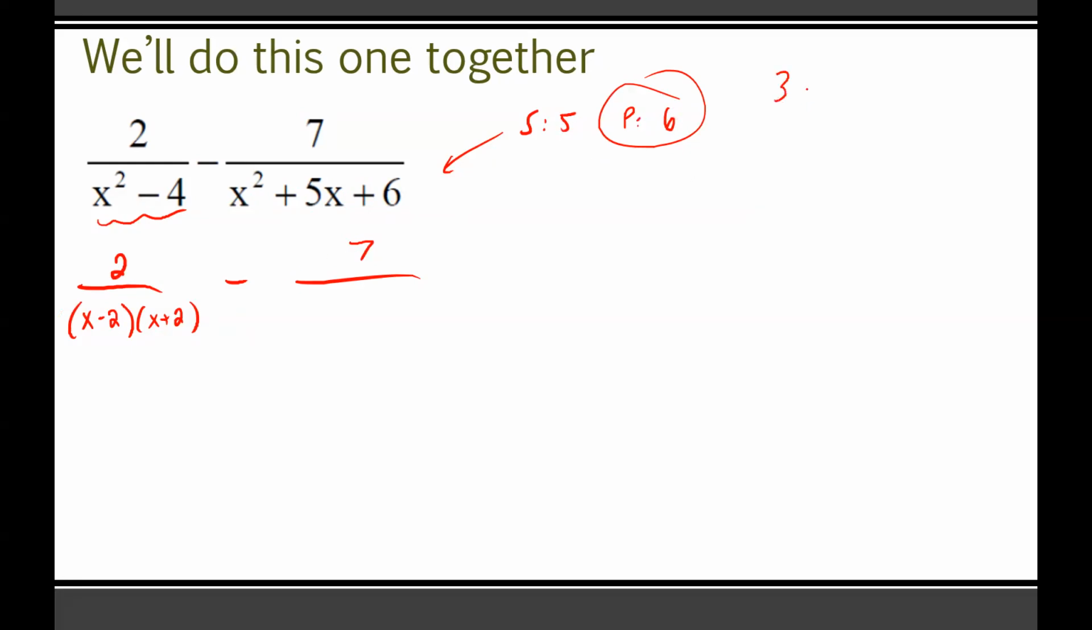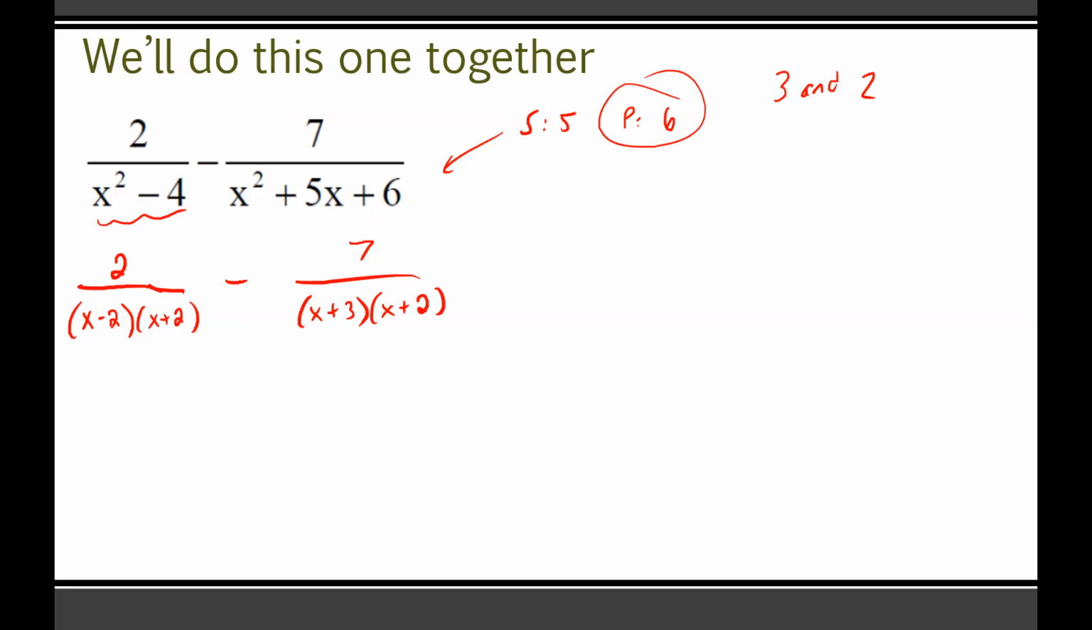What do we do with 3 and 2? Well, because this is just a normal sum product rule question, we just write them as the factors. x plus 3, that's where the 3 is, and x plus 2, that's where the 2 is. So we have this factored. We haven't changed anything yet. We've just changed what it looks like.